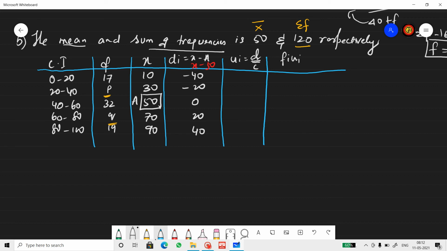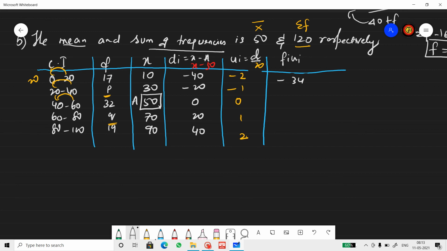Now divide d by c. What is c? Class mark. Class mark here is 20. So c is 20. Now divide the d values by 20. Minus 2, minus 1, 0, 1 and 2. Now multiply f with u. 17 into minus 2 is minus 34.